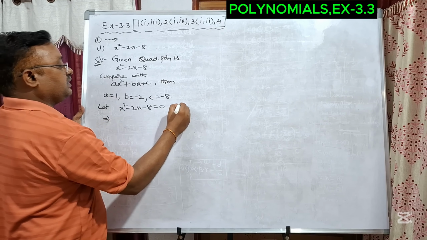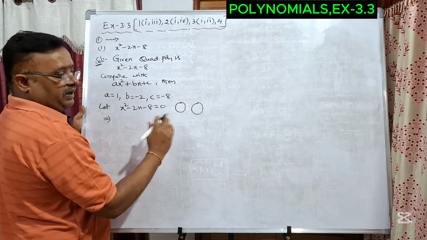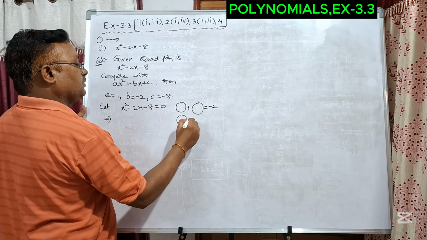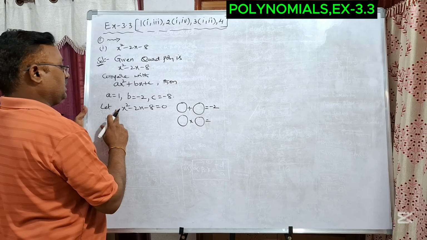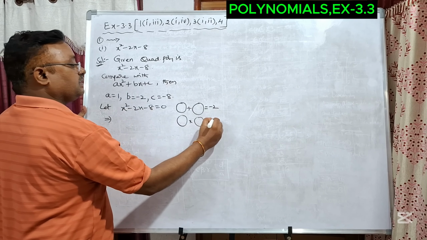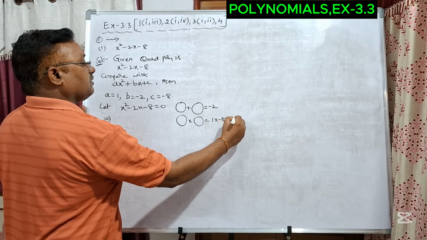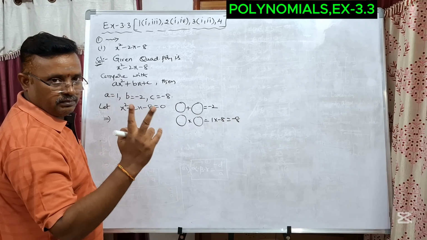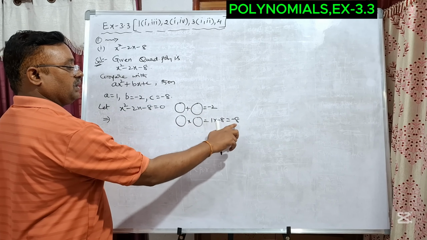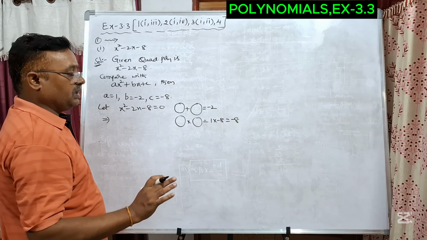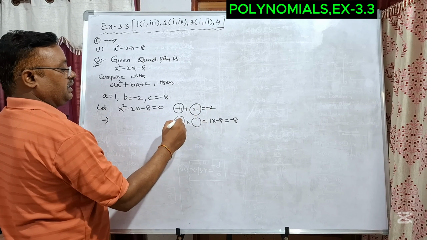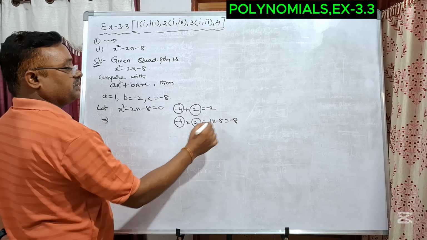This implies select two numbers for factorization whose sum should be equal to the x coefficient minus 2, and the same two numbers' product must be equal to the product of the remaining extreme values, x square coefficient 1 into constant minus 8, that is equal to minus 8. So we have to search for two numbers whose sum equals minus 2 and whose product equals minus 8. Such numbers are minus 4 and plus 2. If you add them, you will get minus 2. The same two numbers' product gives you minus 8.